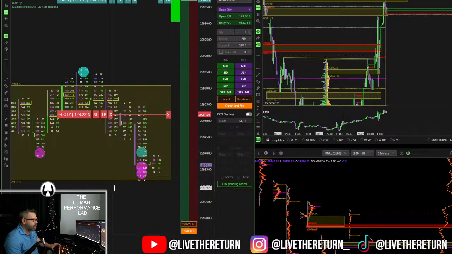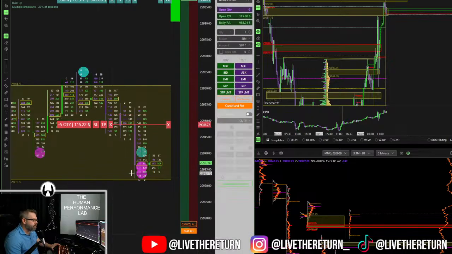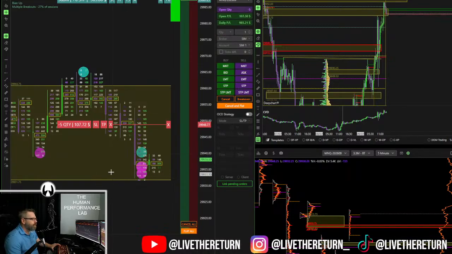Now we have our close below. We have our auctions, right? Price action starting to move. We got a little bit of support in here. Okay, beautiful. Let me add one.